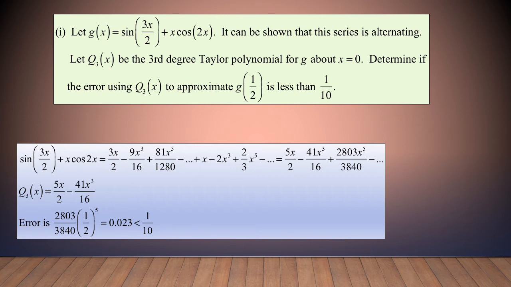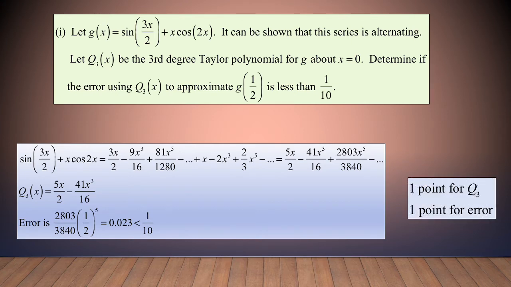And since this has been defined as an alternating series, the error is simply the next term in the series, which is 2803 over 3840 times 1/2 to the fifth power. Doing the arithmetic, this is 0.023, and that is less than 1/10. 2 points for this problem, 1 point for generating Q3, and then 1 point for the alternating error.